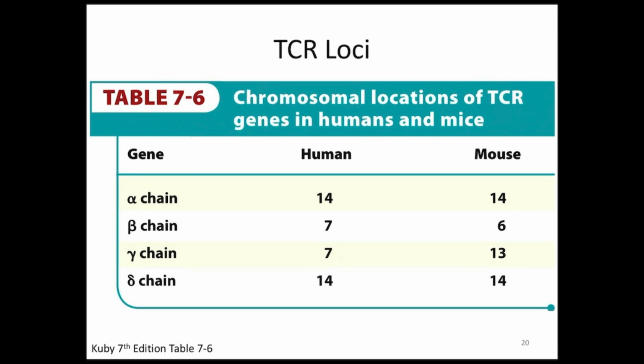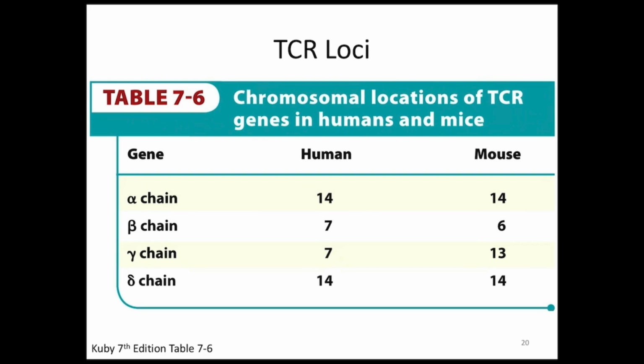I want to know what is in common in both, what is true in both mice and in humans. I don't want to know something that's only about one. What is true in mice and humans? Yeah, Abigail. They both have alpha and delta chains in the same chromosome. So in both mouse and human, alpha and delta are on the same chromosome. They're on the same big long piece of DNA. In both cases, it happens to be 14. We don't care that it's 14. We just care that it's the same chromosome.